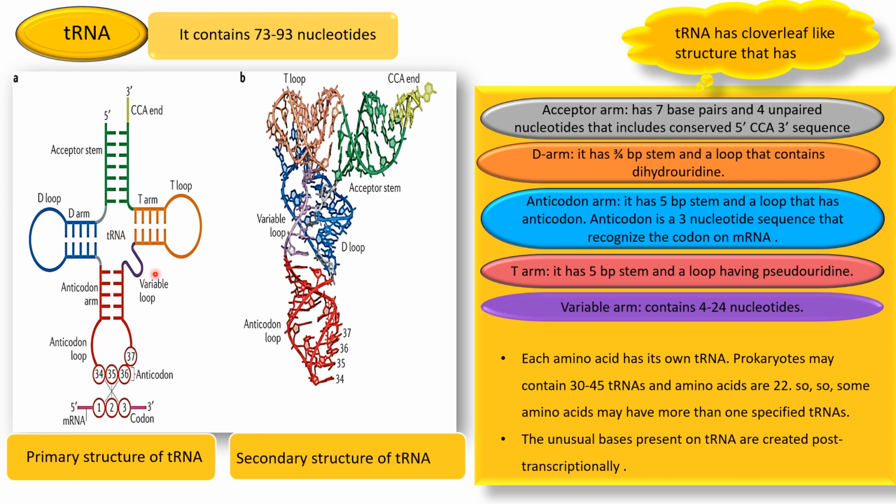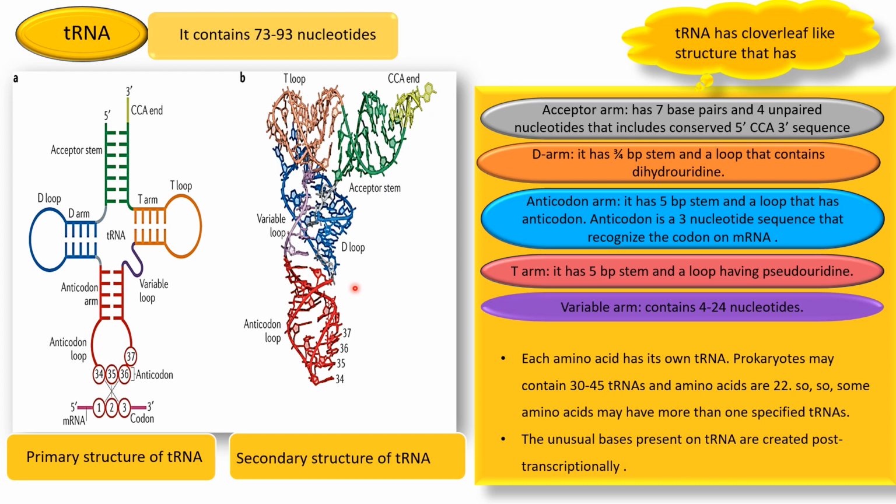Next one is the T arm. It has a 5 base pair nucleotide-containing arm and a loop which has an unusual base, pseudouridine. There is another arm, the variable arm, that contains 4 to 24 nucleotides, which is variable in nature. But this is the primary structure of tRNA. It folds into an L-shaped 3D structure through complex tertiary interactions between different arms.